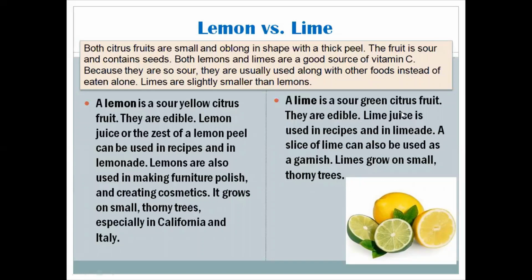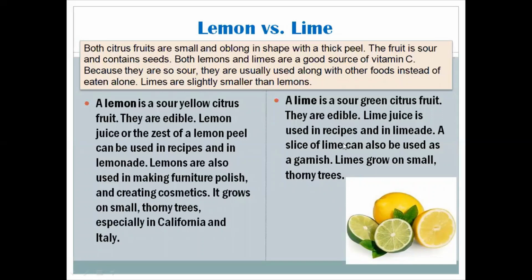Lime is a sour green citrus fruit. They are edible. Lime is a juice used in recipes and lemonade. A slice of lime can also be used as a garnish. So what we are going to, ये क्या कह रहा है कि जो lime होता है, it has a greenish color and it's smaller than the lemon. यानी lemon से उसकी size कम होती है and it is a green color.